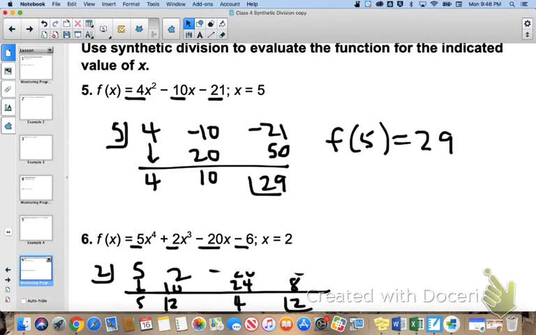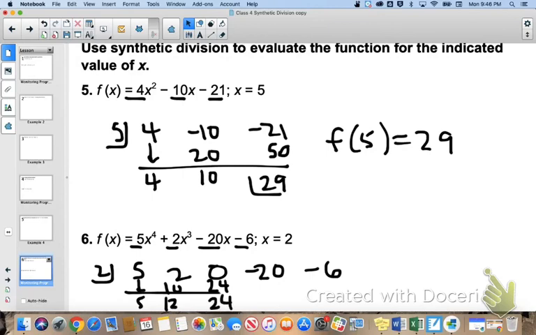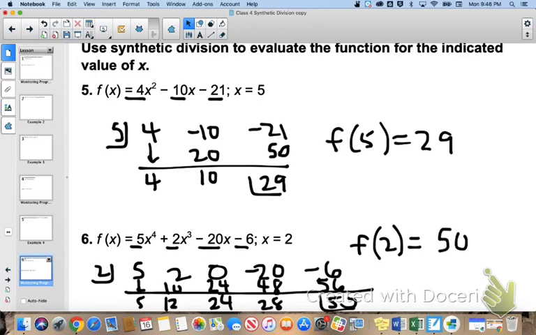Well, I hope so. I forgot the 0, right? There's no x squared. So it's 5, 2, 0, negative 20, and negative 6. So back to here, 2 times 12 is 24. 0 plus 24 is 24. 2 times 24 is 48. Negative 20 plus 48 is 28. 2 times 28 is 56. Negative 6 plus 56 is 50. So that gives us f of 2 equals 50.